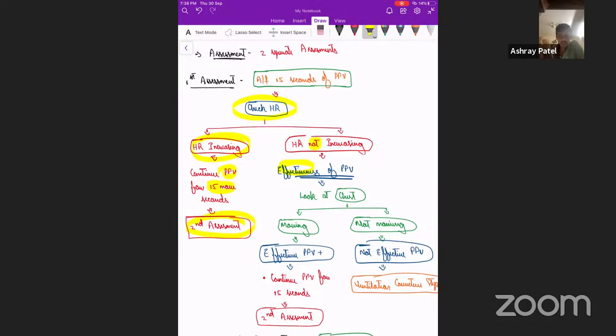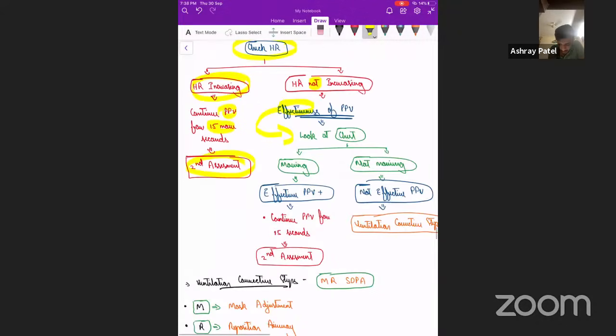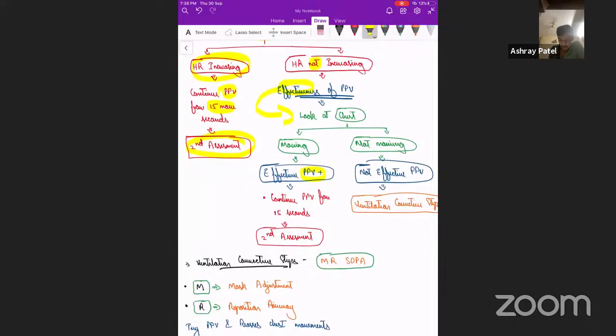And how do we determine this effectiveness? By looking at the chest, correct? If there is ample chest rise, that is, if the chest is moving with each positive pressure ventilation you give, that means the ventilation you're giving is effective. So we continue the positive pressure ventilation for another 15 seconds, because the total duration of effective positive pressure ventilation should be 30 seconds, and make our second assessment.